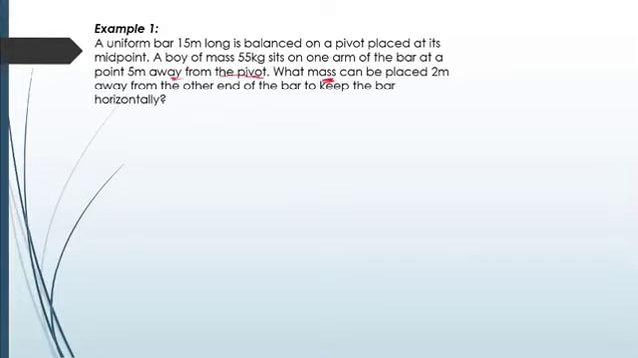And we're asked what mass can be placed 2 meters away from the other end of the bar to keep the bar horizontal. I know it sounds like a lot of jargon, but let us try to represent it using a diagram first, and then when we do that, we can eventually find the answer to our question. So let's say this is our bar and this is the pivot on which the bar is resting.